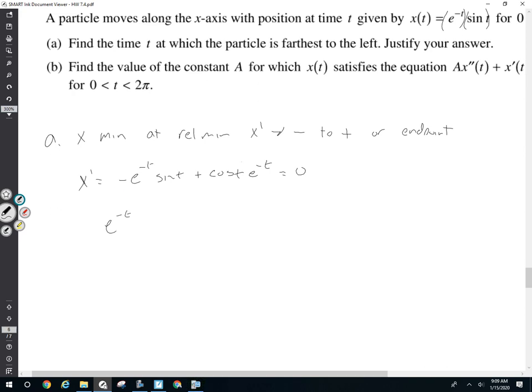Factor out the e to the negative t. I got negative sine t plus cosine t equals 0. This is a tricky question. When does this equal 0? When are sine and cosine going to be equal to each other? That's going to be at pi over 4 and 5 pi over 4.